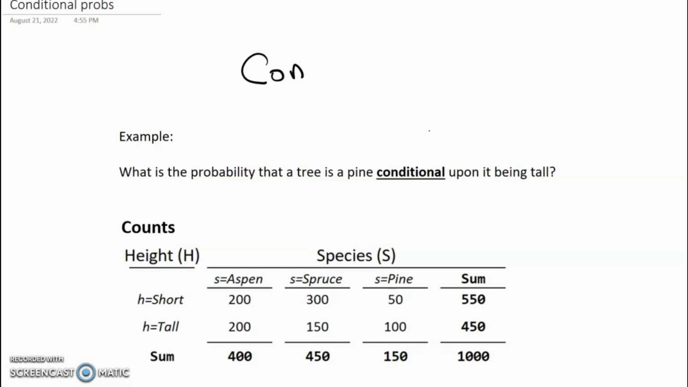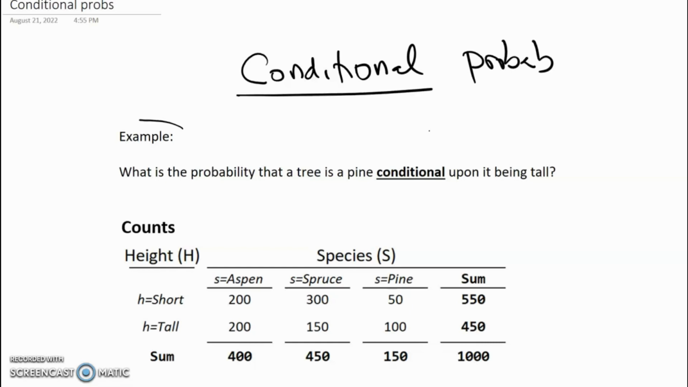The purpose of this video is to go over the concept of conditional probability. So we're going to do that by example. We're going to ask ourselves, what's the probability that a tree is a pine conditional upon it being tall? Another way to express that is, what's the probability of a tree being pine given that it's tall? Or equivalently, we're saying that we know the tree is tall. We know the tree is tall. What's the probability that it's a pine?